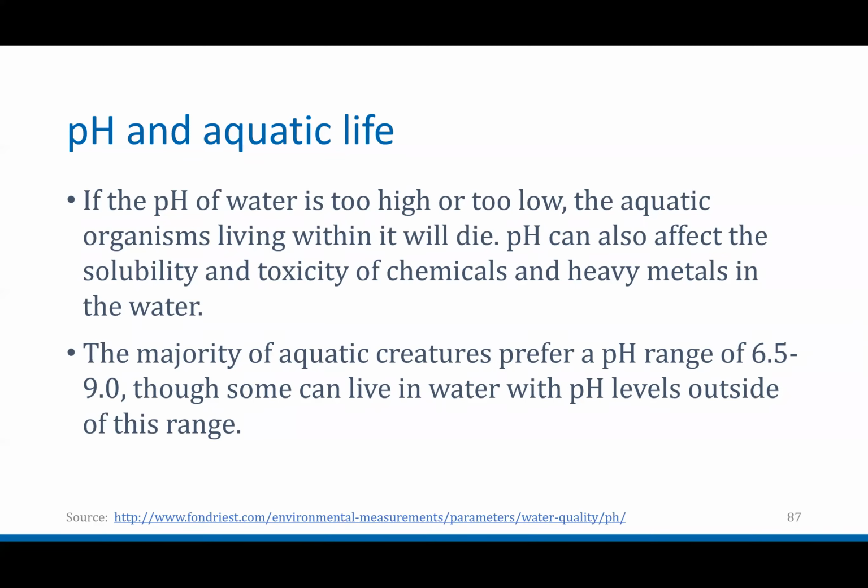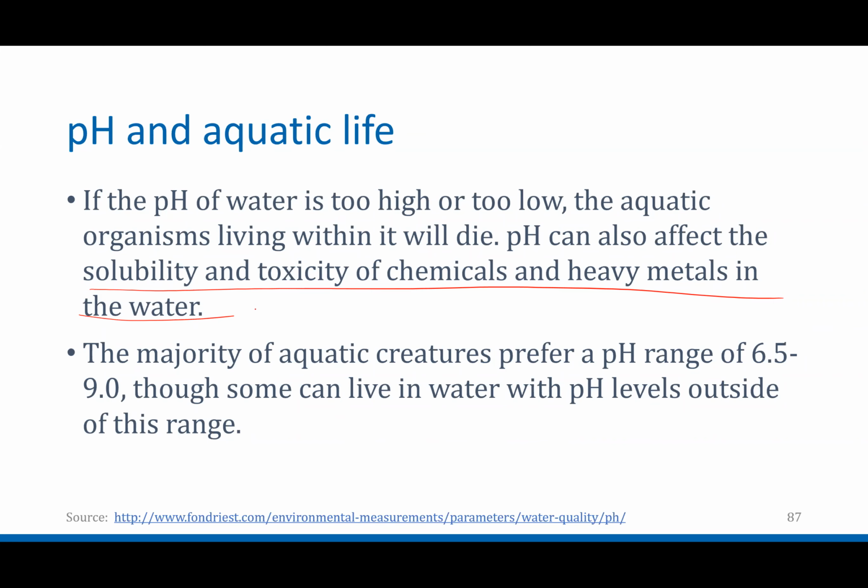And the same thing happens for fish or aquatic life. So pH too high, too low, it can kill your fish. And this is commonly, from my experience, something that can affect fish that you might have in an aquarium at home. If the pH of your water isn't controlled in an aquarium, your fish will die. pH can also affect the solubility and toxicity of chemicals and heavy metals in the water. So if they're more soluble, it's dangerous for the aquatic life that's in there.